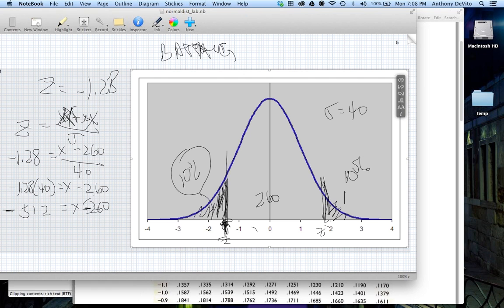Okay, x minus 260, add 260 to both sides. And what is x equal to? 208.8. So this z-score of negative 1.28 represents a batting average of 208.8, right? So anybody that has a batting average below that is in the lowest 10% of this population, right? Or another way to look at it is the probability of picking an individual out of this population randomly and having a batting average less than 208.8 is 10%.